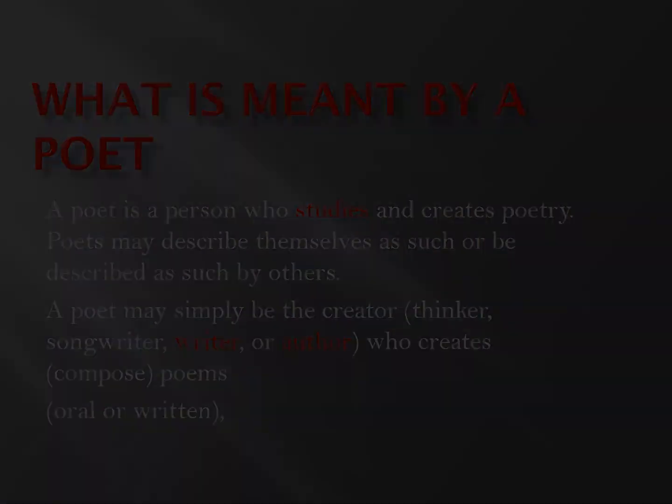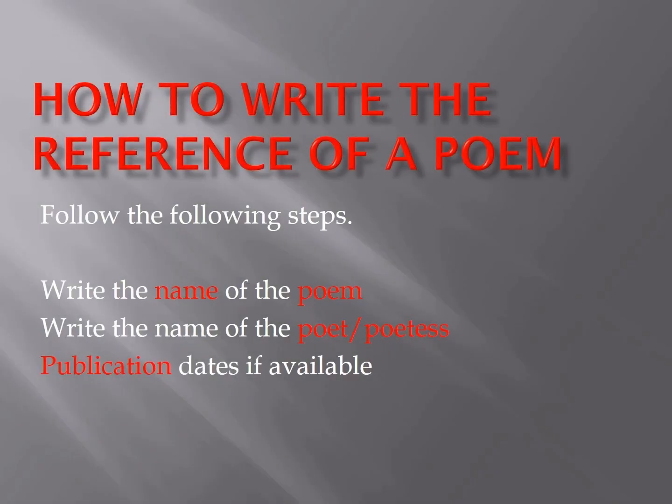Dear listener, dear spectator, now the next slide on your screen has the caption of how to write the reference of a poem. In this regard, follow the following steps. The first step is to write the name of the poem, then write the name of the poet or the poetess, and then the publication date if available. It means when the poem was published. This information, if available, can be mentioned or written under the caption of reference.